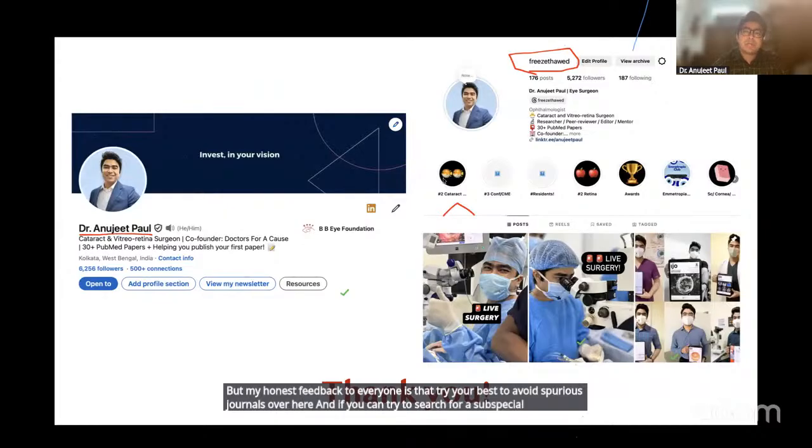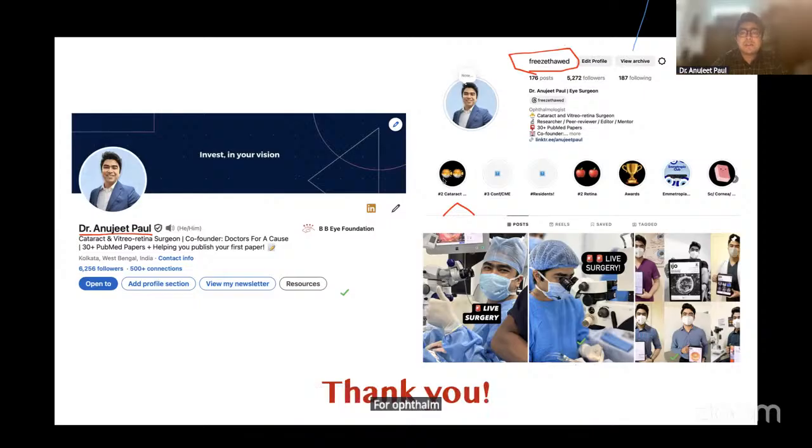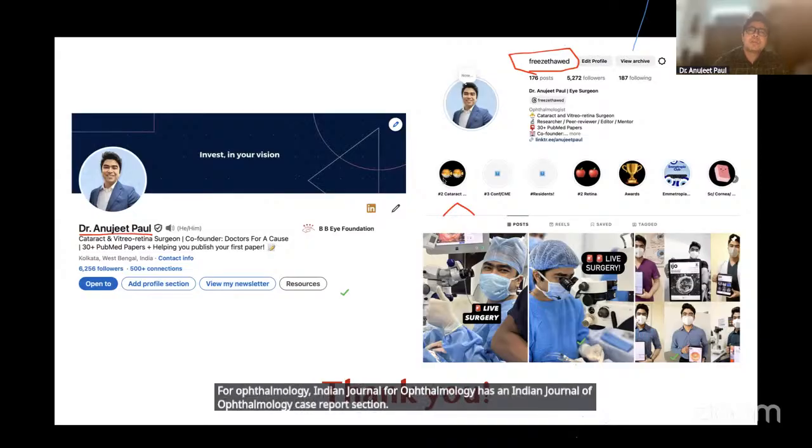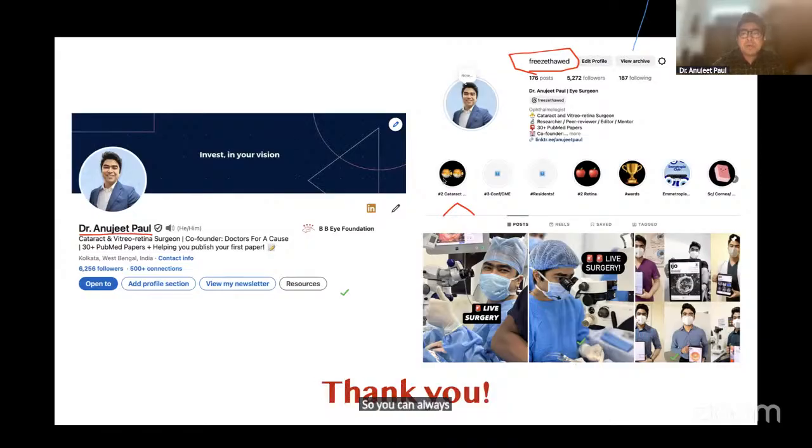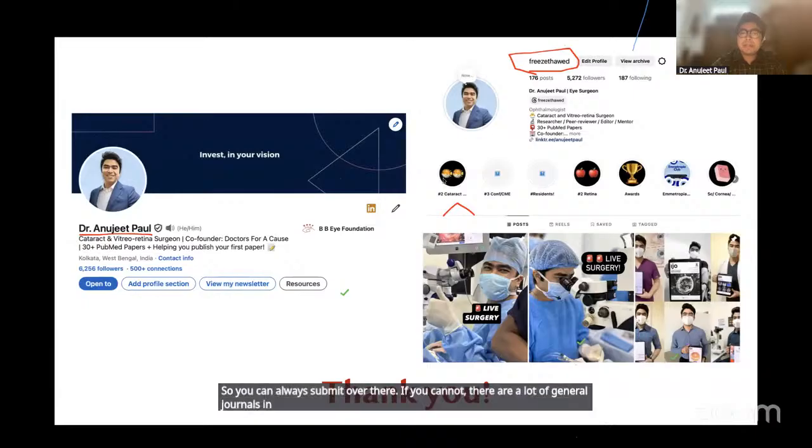For example, if you're looking at orthopedics, look for the Indian Journal of Orthopedics and go to their site and see if they accept case reports. If they don't accept case reports, then there's no point in submitting because it will get rejected. For ophthalmology, the Indian Journal of Ophthalmology has a case report section. So you can always submit over there. If you cannot, there are a lot of general journals which accept case reports, for example, general medicine journals accept case reports from everything.